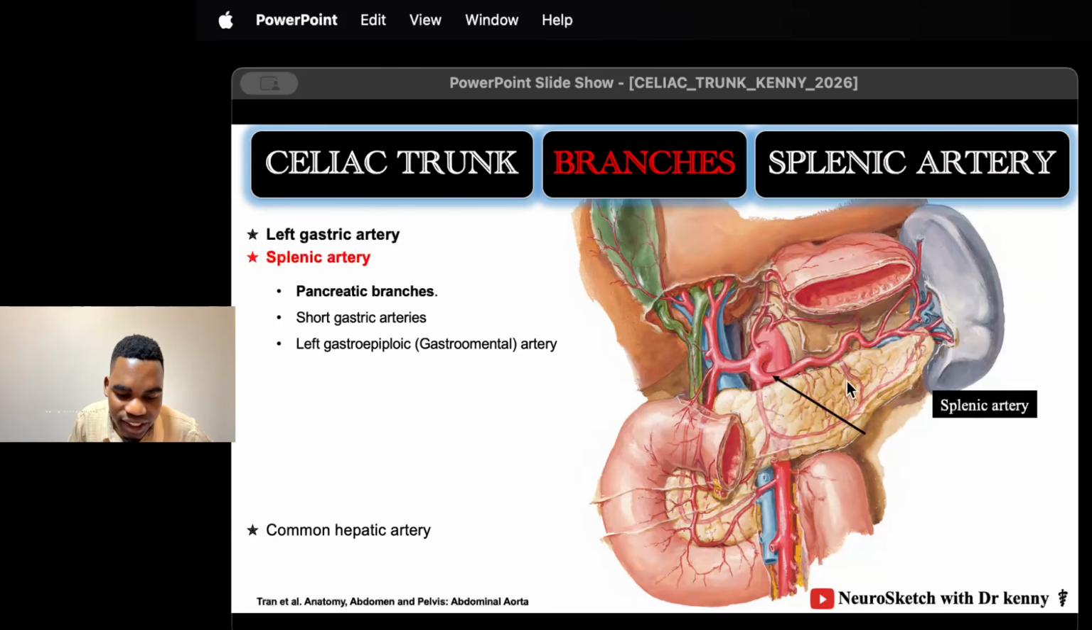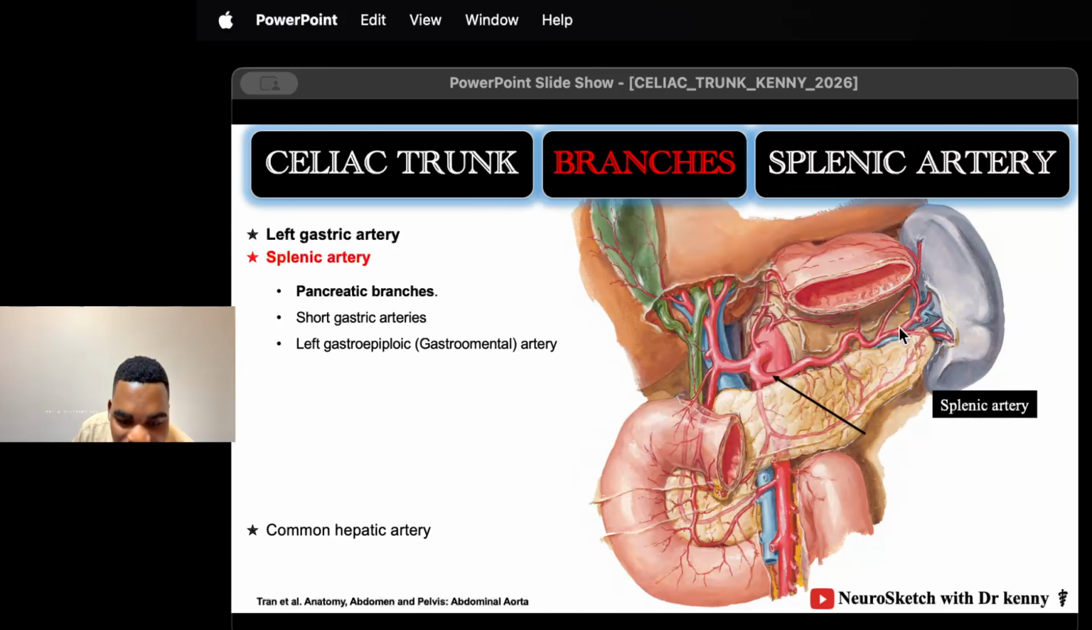So we have the greater pancreatic branch, the posterior or dorsal pancreatic branch, and then the inferior pancreatic branch. This is an anastomotic branch. Don't worry, we're going to discuss it. These are the pancreatic branches of the splenic artery. But it also gives the short gastric arteries that are going to the gastrium. What is gastric? The stomach. So it also gives the branch that is going to supply the stomach.